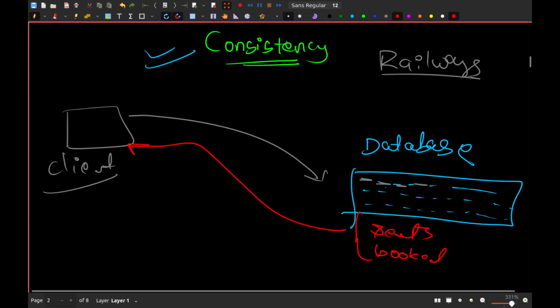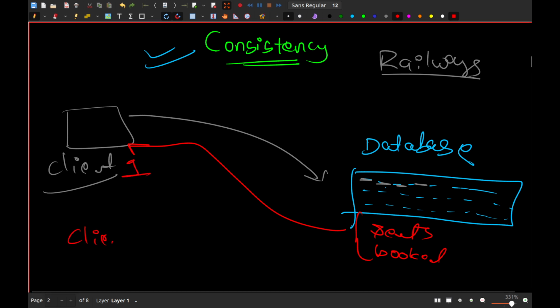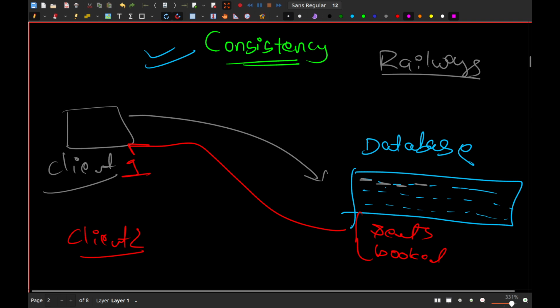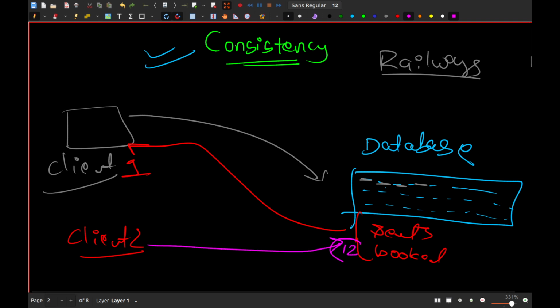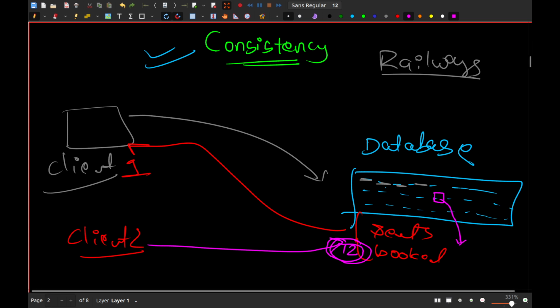Now at the same time, this is client 1. At the same time, client 2 is also looking at the same website, and client 2 books a seat. For example, he books seat number 12. For example, this is the chunk of the data which stores information about seat number 12. Now it should get updated that this seat is booked.